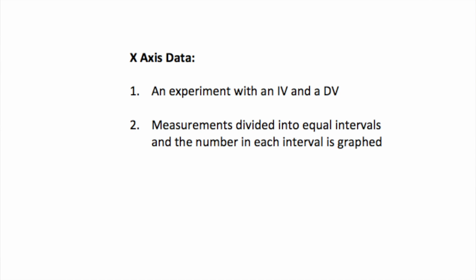Or 2. Multiple measurements were taken. The measurements were divided into equal intervals, and the number of measurements falling into each interval was graphed. This is the one time that it is not an IV on the x-axis, but rather the intervals that go on the x-axis.